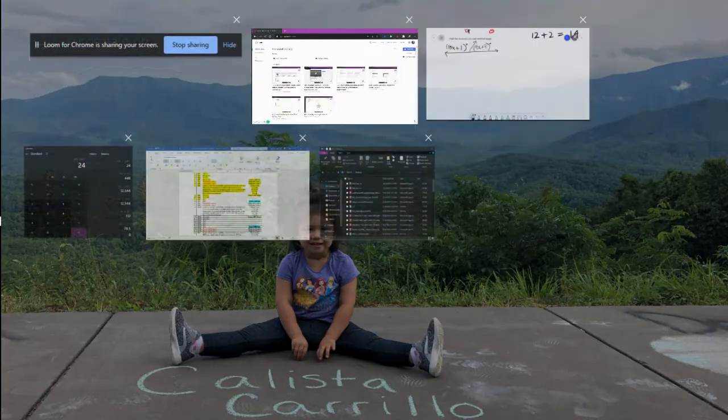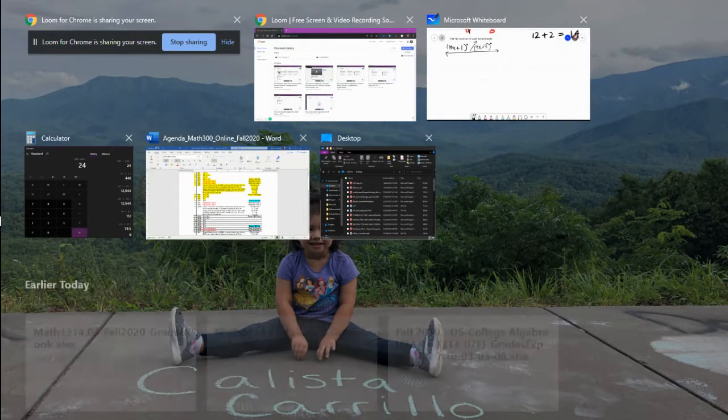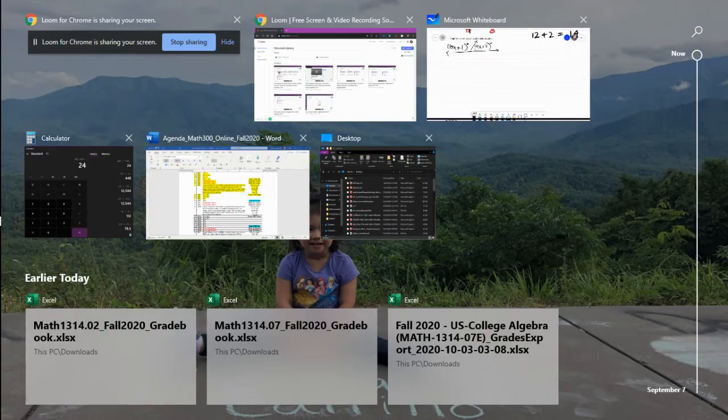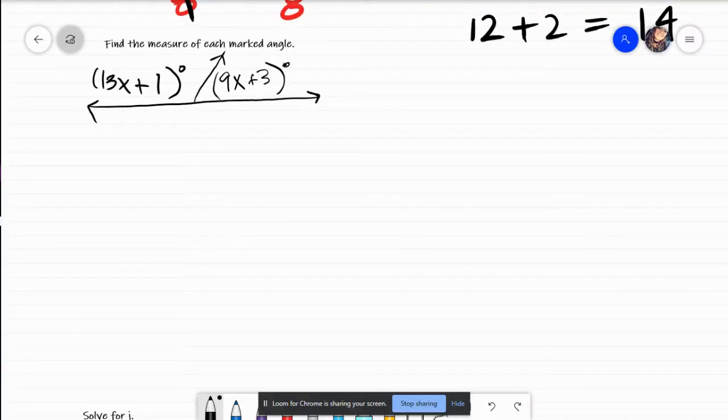Okay, hey y'all. Let's go ahead and finish those 10.5 problems. If it will open, here we go. Okay, so the problem says to find the measure of each marked angle.